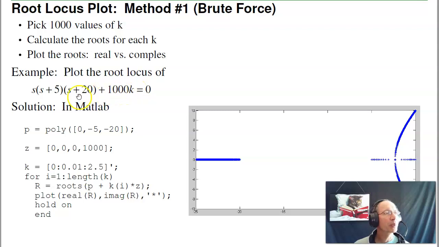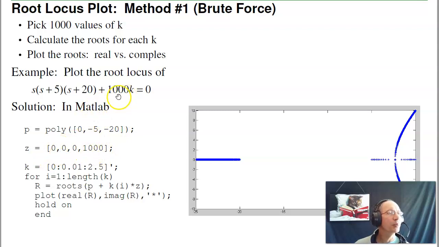In Matlab, what I would do is first input the polynomial. This gives me 1, 25, 100, 0. That's s to the fourth plus 25s cubed plus 100s plus 0. Have z in the same dimensions.